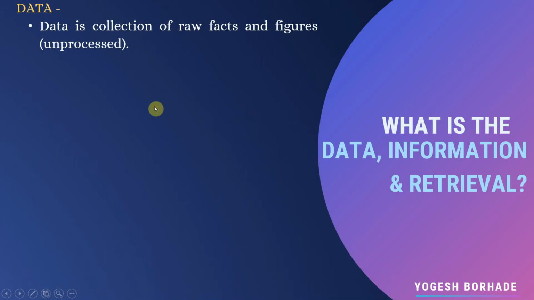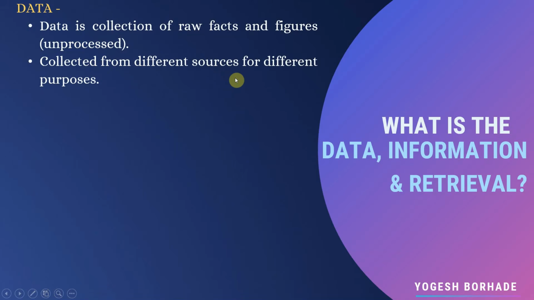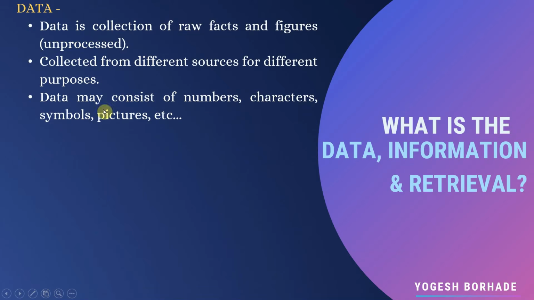So data is a collection of raw facts and figures, or you can say that data is in unprocessed form. Data is collected from different sources for different purposes. Then data may consist of numbers, characters, symbols, pictures, etc. As this is the unprocessed form, it may have this combination, that is numbers, characters, symbols, pictures, etc. Alphanumeric.